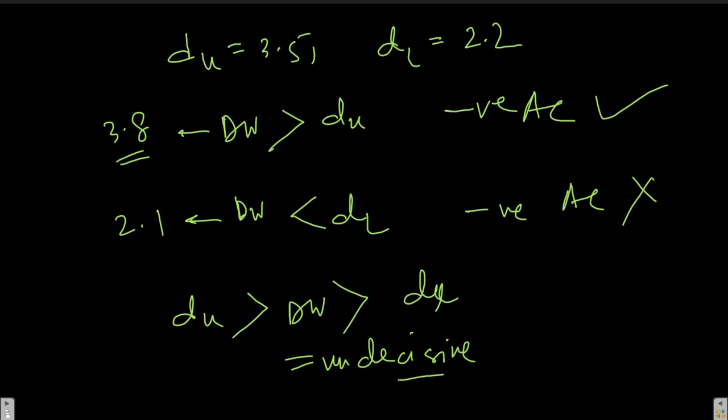Now, one point that we need to be careful about here. I have done it just for our understanding, but actually the du and dl are calculated for positive autocorrelation. We have to see negative autocorrelation slightly differently. So here, I'll just explain it. The formula is something like this.